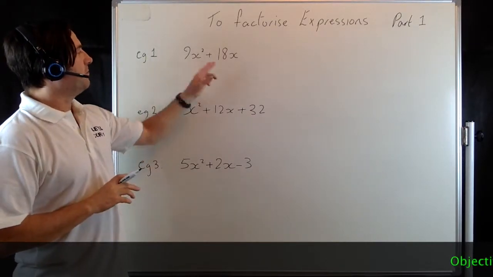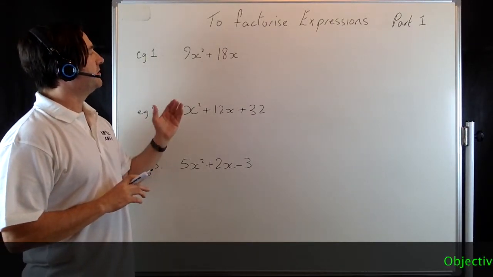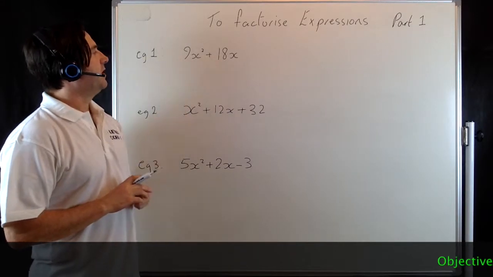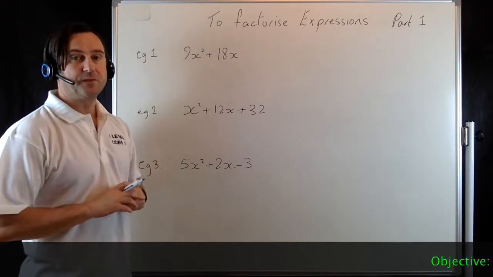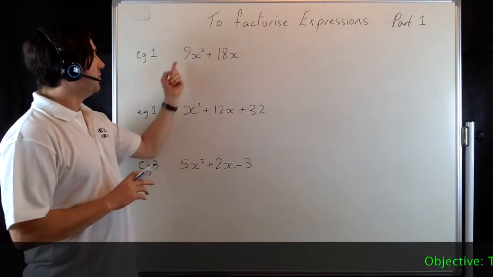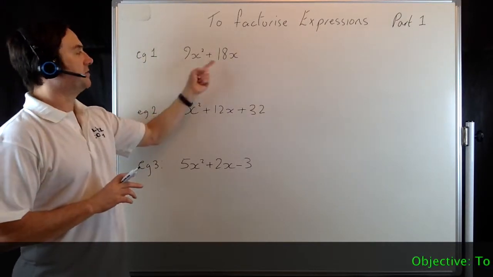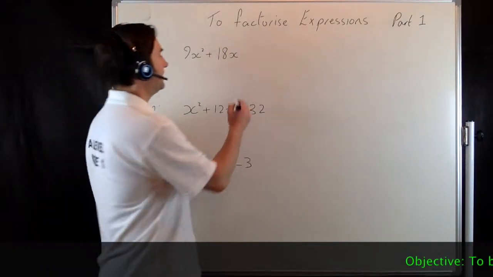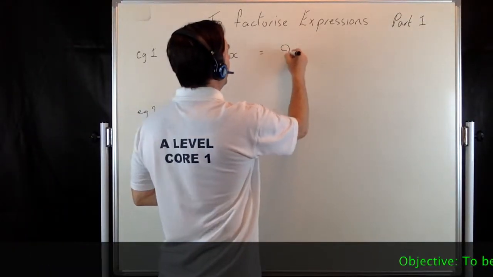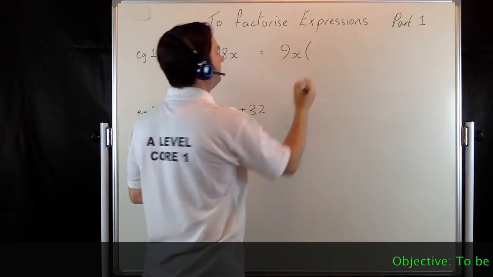Example 1, we've got a basic expression there. All we need to do is look at our two terms and see what's a factor of both. What occurs in both terms? Well, 9 occurs in both terms because 9 is a factor of 18, but so does x. So we can write 9x outside our bracket.